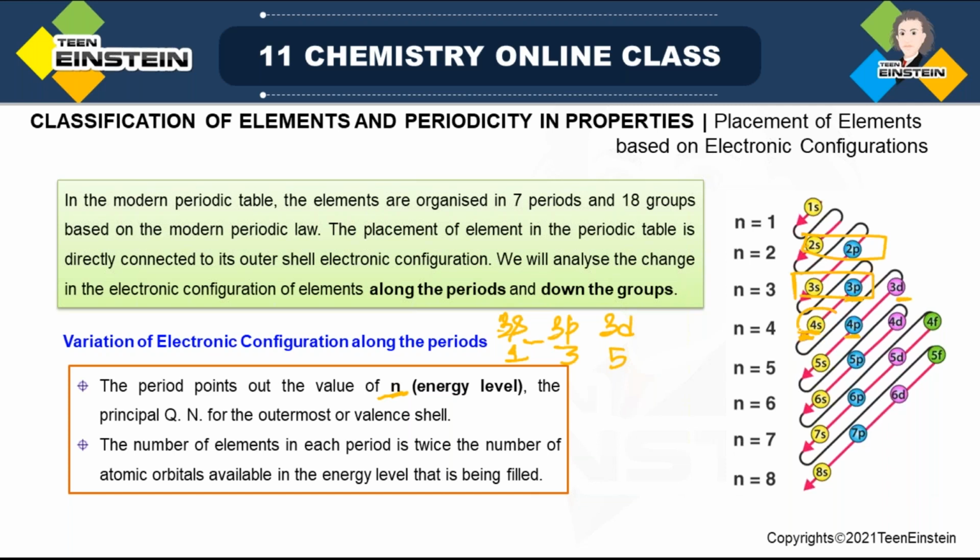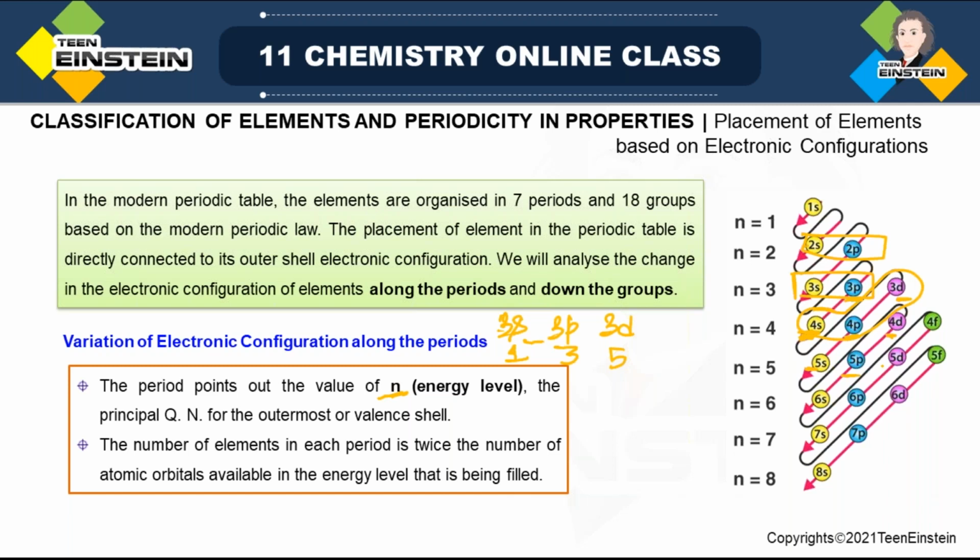So these three will be present in 4. Then when it is 5, after 4p, there is 5s. After 5s, 4d. After 4d, there is 5p. So in this way it will move. So don't think that when it is second period it is 2s, 2p, when it is third period it is 3s, 3p, 3d. It is not like this.